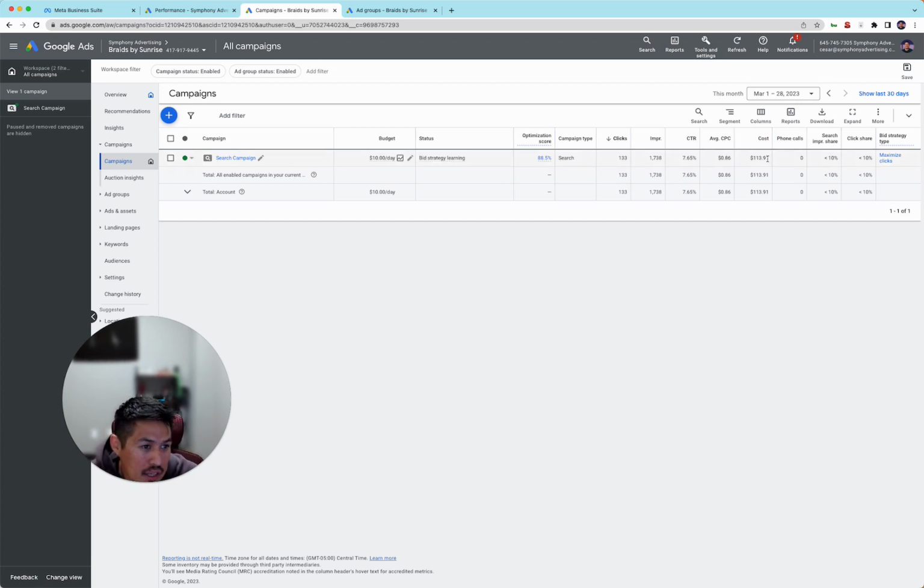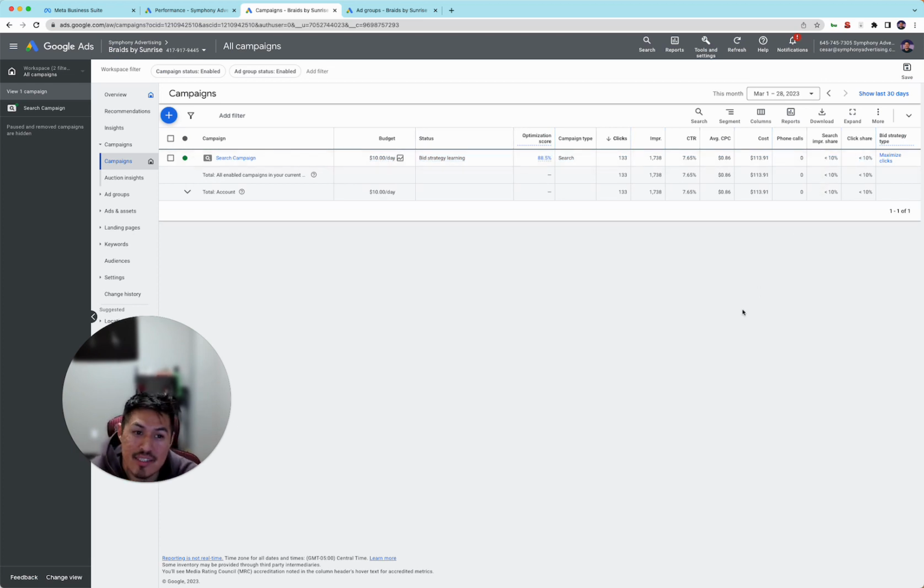86 cents per click, 113 totally spent. Phone calls, it's not tracking because we don't have access to the site. And then there's also one that's for conversions, but again, we didn't make the site, so we don't have access to that.